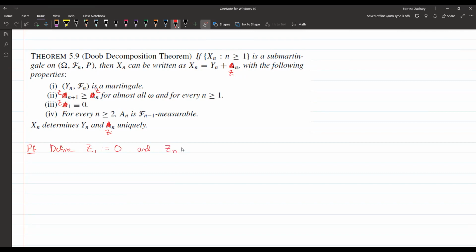Zn to be given by, let me double check my definition here, the conditional expectation of Xn minus Xn minus 1 relative to the n minus 1th sub-sigma algebra, and then we subtract Zn minus 1, like this.